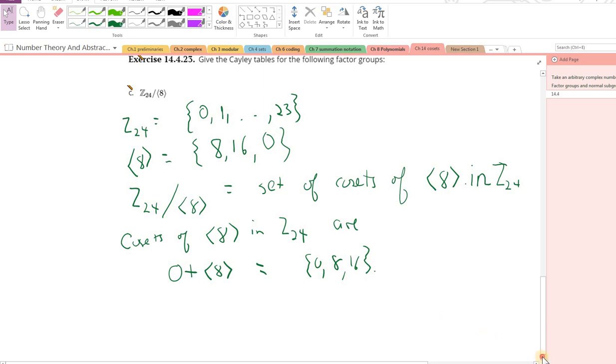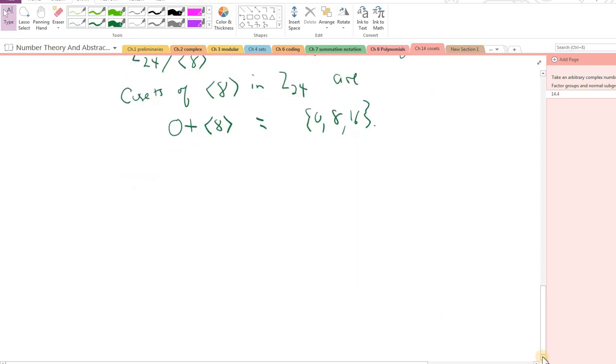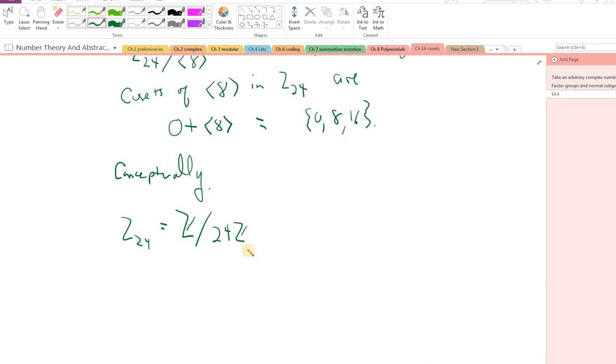So, if you want to do it that way, we can say conceptually, Z24 is actually equal to Z mod 24Z. That's the new way of looking at it. Just like Z3 is Z mod 3Z. Now, what is this? This is the set of cosets of 24Z.